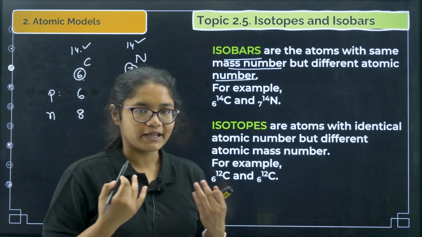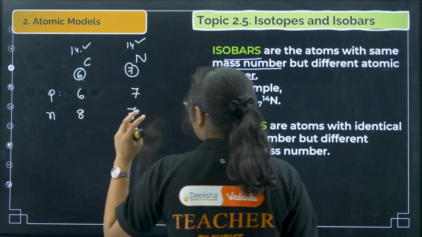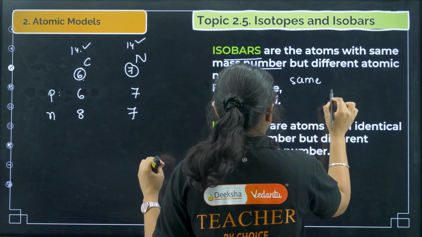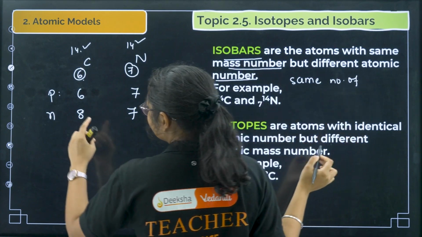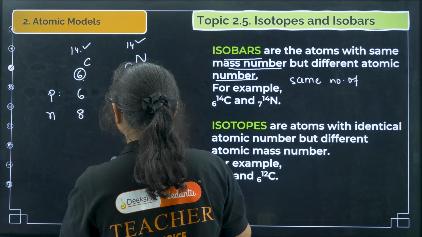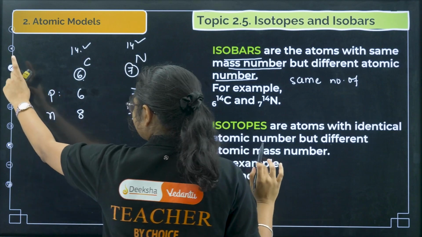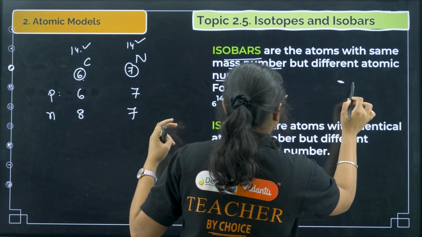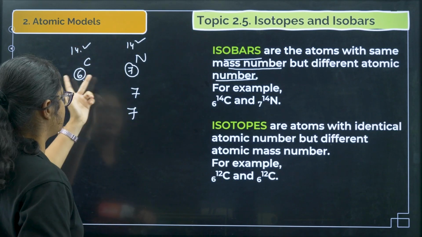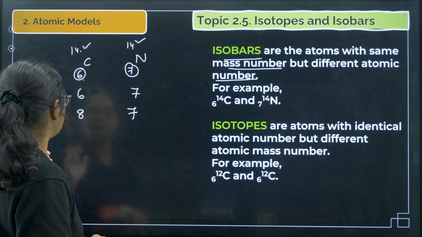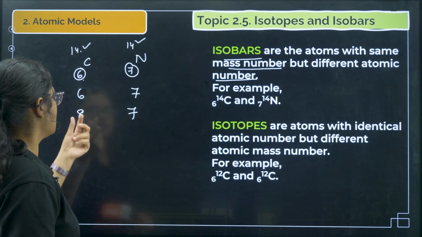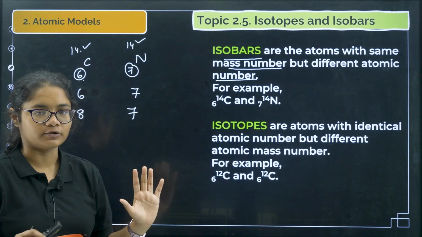So another definition I can give for isobars is, sorry, one second. You can define it as, they have same mass numbers but different atomic numbers. Okay, so next what we can see, their proton numbers are different. Here proton number is 6, here the proton number is 7, here the number of neutrons is 8, here the number of neutrons is 7.